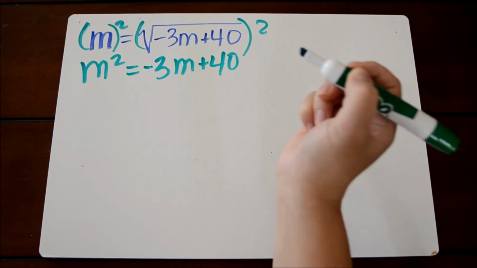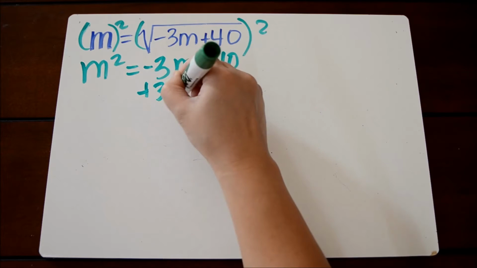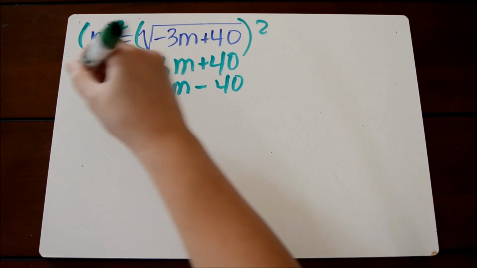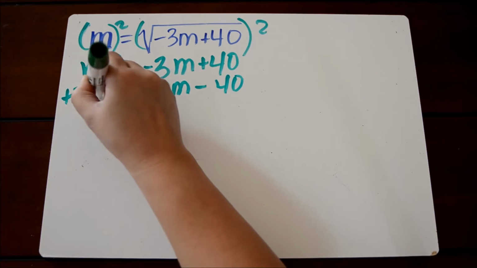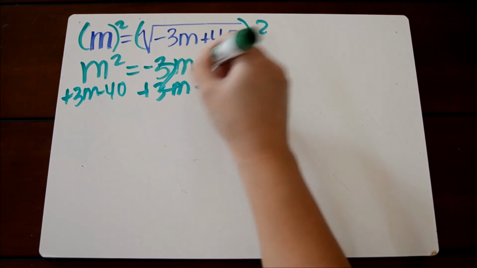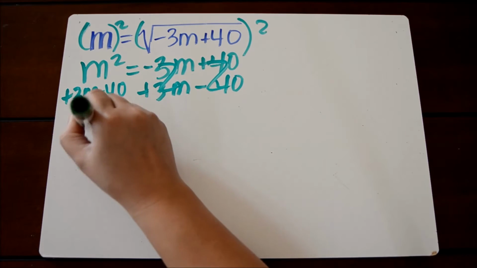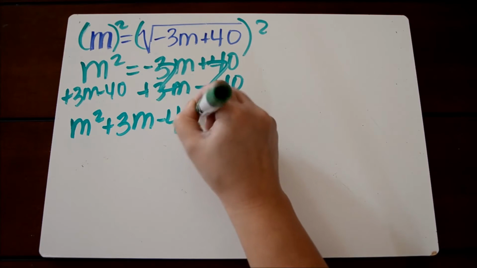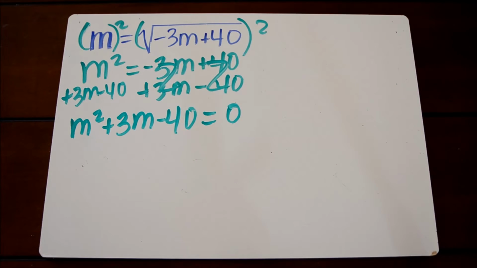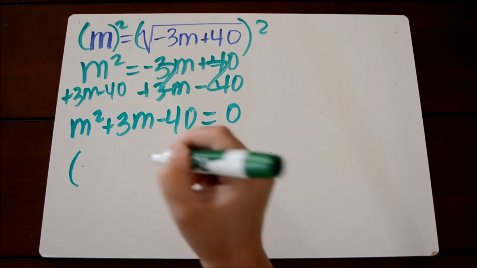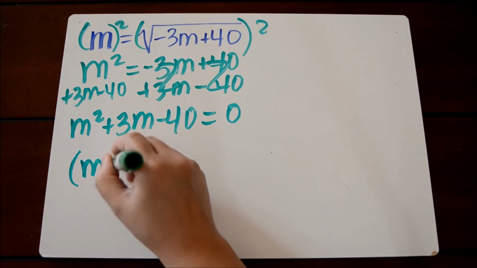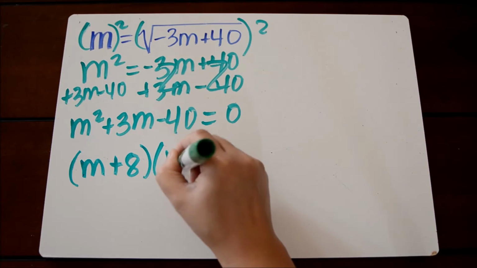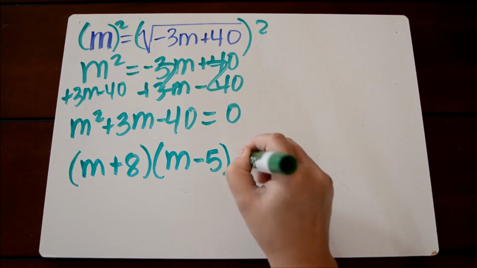I want to move everything to the left so it's on the same side as that quadratic term. And I do that by applying inverse operations. So we get m squared plus 3m minus 40 is equal to 0. And when I factor this, I get m plus 8 times m minus 5 equals 0.